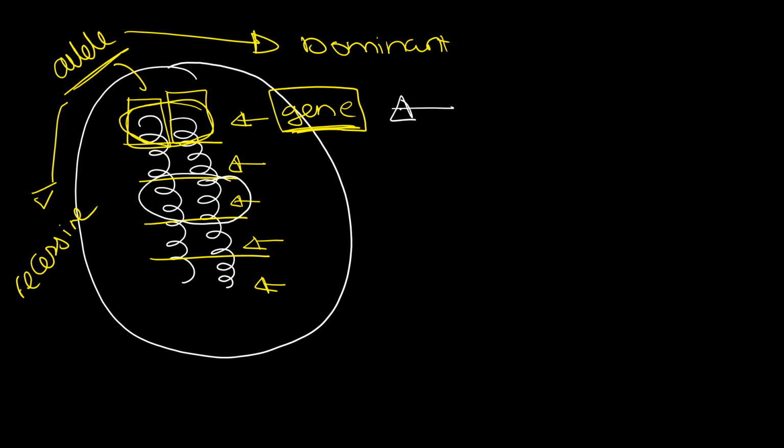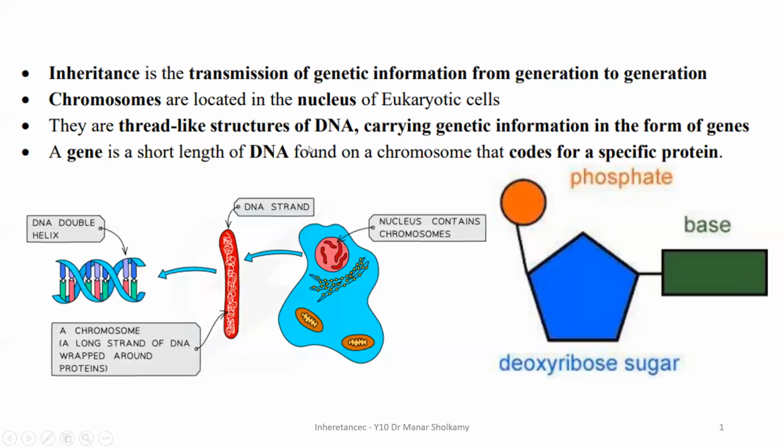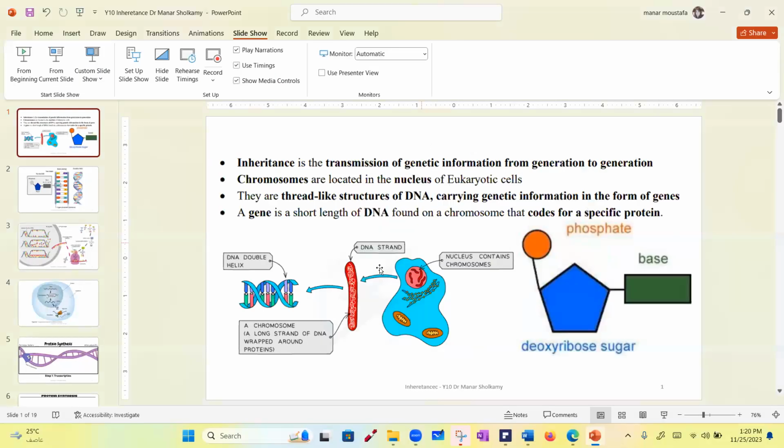Is there a definition for allele that we need to memorize? Yes. Be patient. Alleles are the alternative forms of the same gene. This is the definition: the alternative form of a gene.